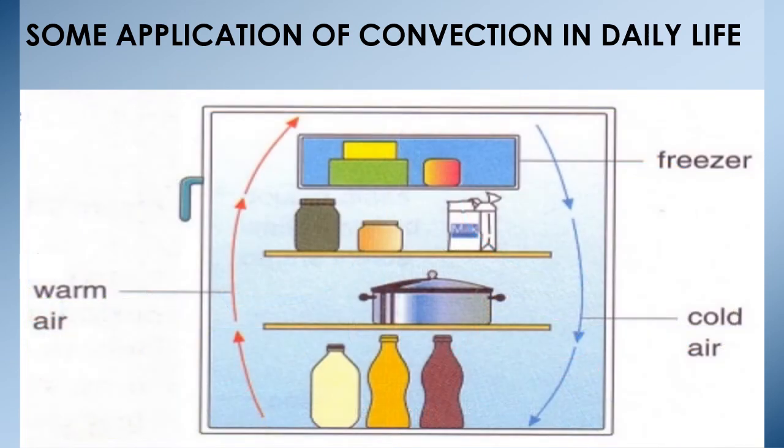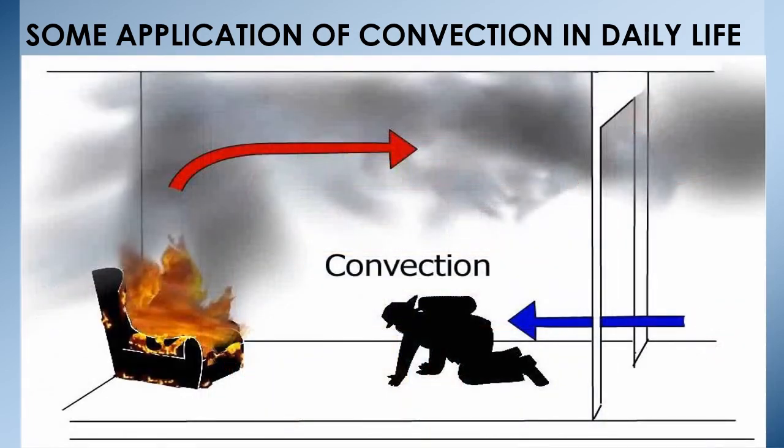In refrigerators, the freezer is always placed at the top of the refrigerator so that cold air at the top will sink to the bottom. Warmer air at the bottom will rise to the top. Convection current is set up to cool down the refrigerator. Firemen usually crawl when they enter a building where fire has broken out because hot air and smoke rise upwards.